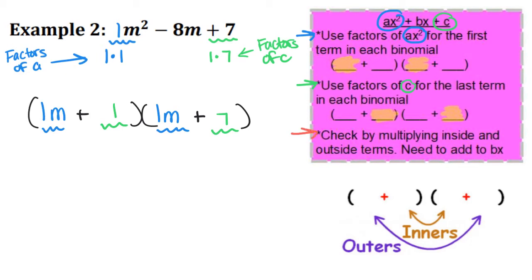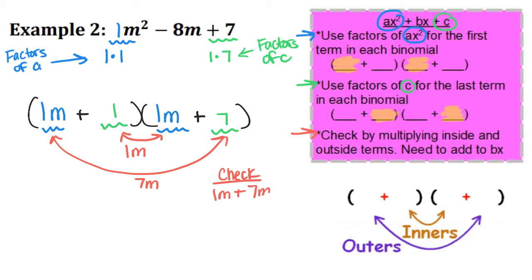Let's do the check. Remember, it's called guess and check. We better be checking, right? So we're going to multiply the inside and outside terms. Here we go. Inside 1 times 1m is 1m. And on the outside, 1m times 7 is 7m. So here is our check. 1m plus 7m is 8m. All right, what did we want in the middle here? Oh, we wanted a negative 8m. So this is close, right?